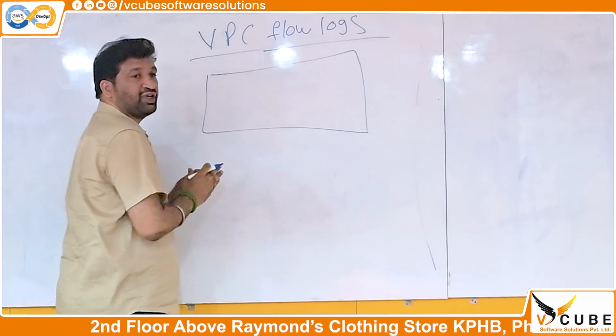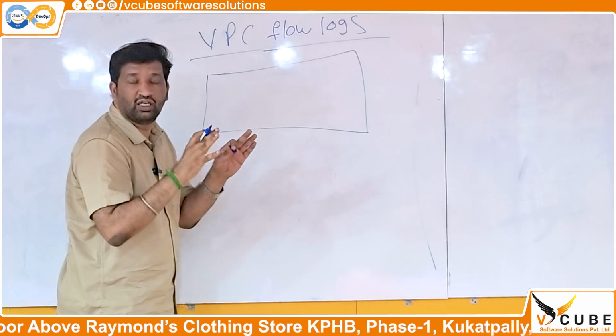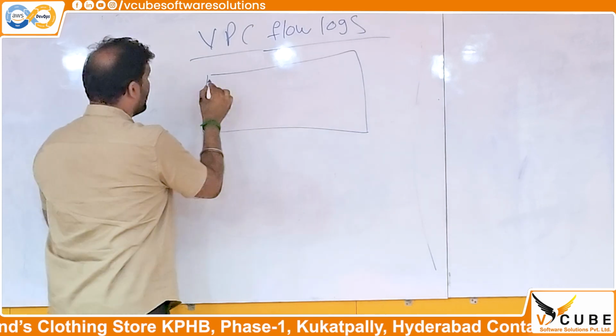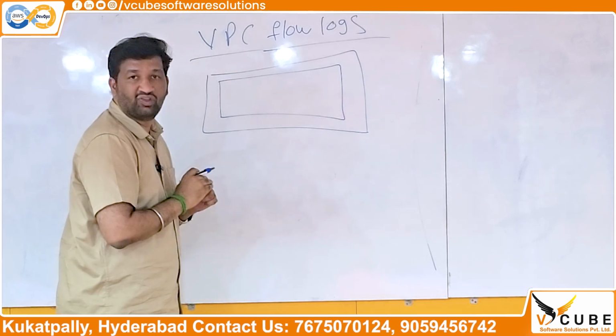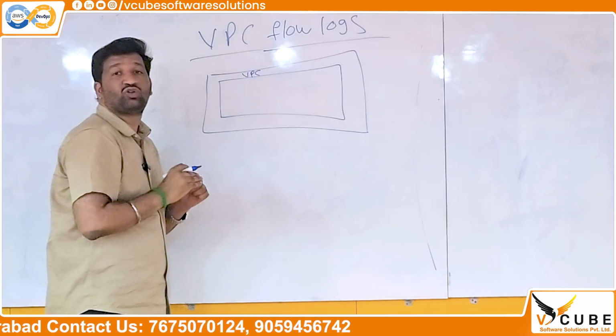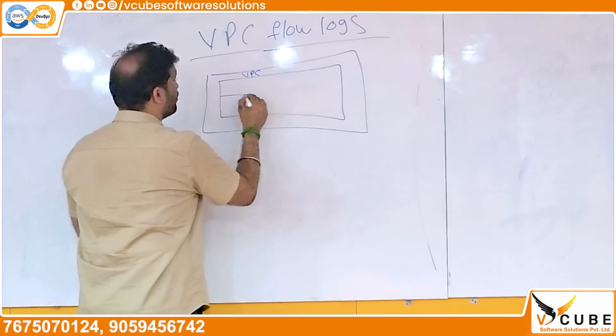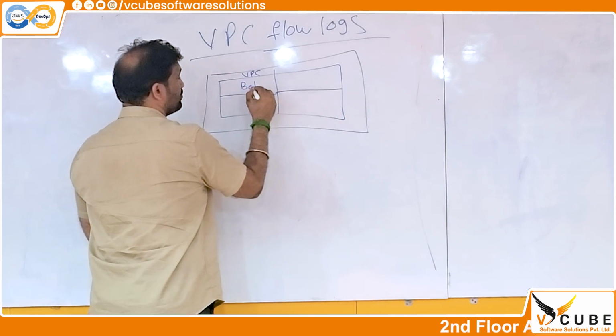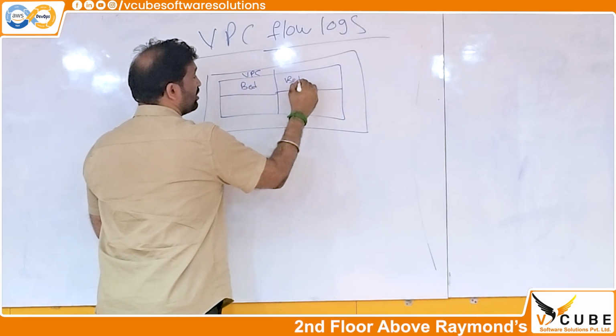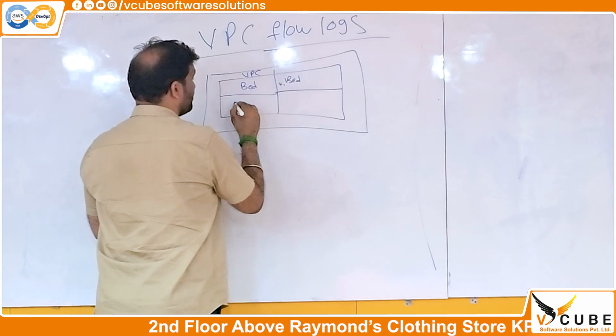In this 200 square yard land, we are not going to construct a house; we are going to construct in this part. This we call a VPC. The partition of a VPC is called a subnet. So I'm going to do 4 partitions. This is my master bedroom, this is my kids bedroom, and this is the kitchen.